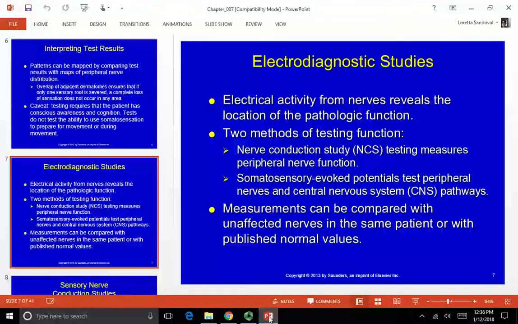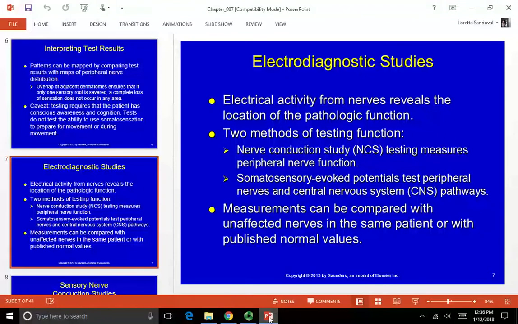So the two methods used in electrodiagnostic studies for testing function are nerve conduction studies, which measure peripheral nerve function, and somatosensory evoked potentials, which test peripheral nerves and central nervous system pathways. So with nerve conduction studies, you're only testing peripheral nerve function, and somatosensory evoked potentials test CNS pathways.